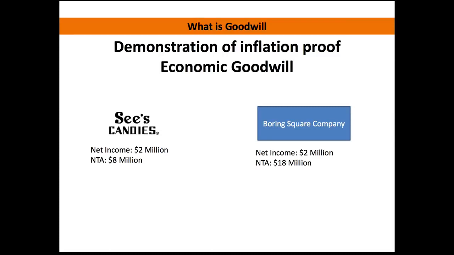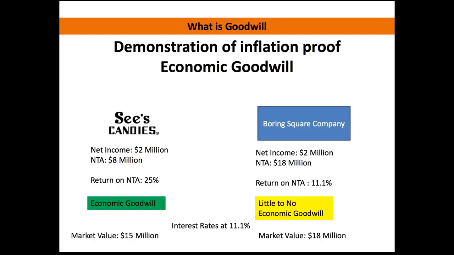Now he compared this to just a generic example of a boring square company, and he says, let's have the same profit, the same net income of $2 million, but let's say that their net tangible assets are a lot higher, and let's just say it's $18 million. So it's producing the same profit, but it's got a whole lot of tangible assets sitting there producing that income. When we look at the return on the net tangible, See's, like I said before, is 25%. And the boring square company is only 11.1%.